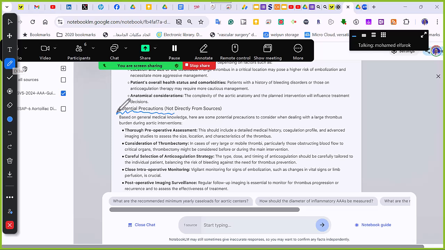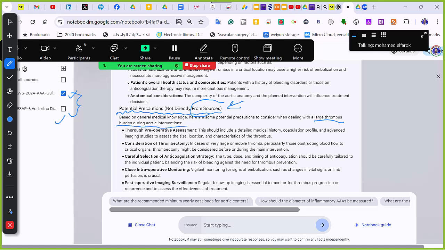Not directly from the source. So here it is honest. It tells you these are not from your sources, which are the ESVS and the recent 2024 guidelines. And it started to say, based on general medical knowledge, precautions to consider when dealing with large thrombus burden during aortic intervention.